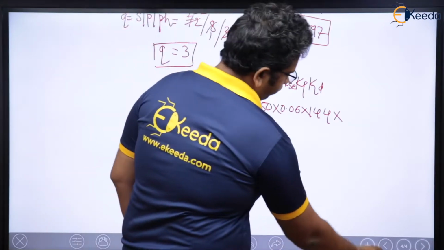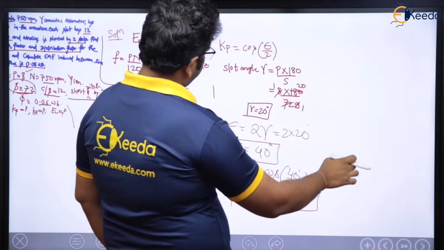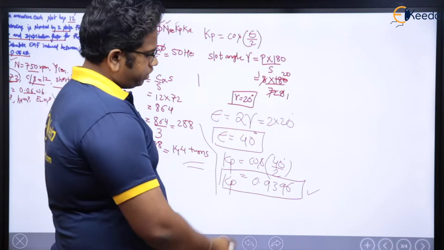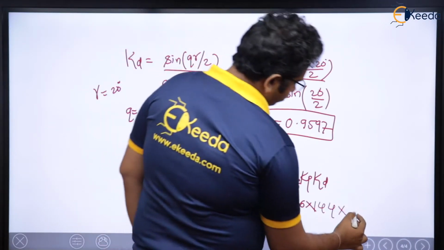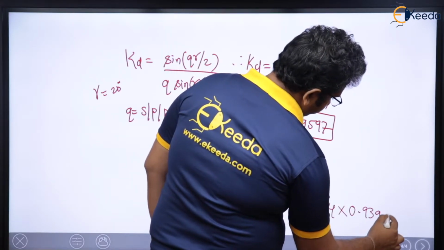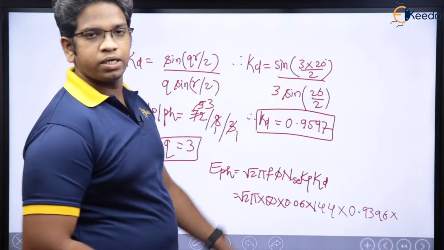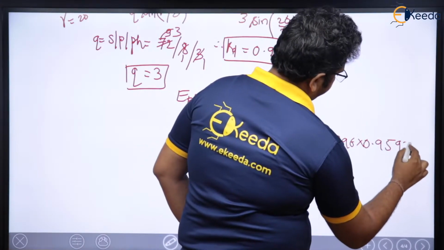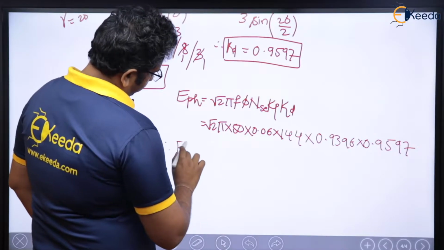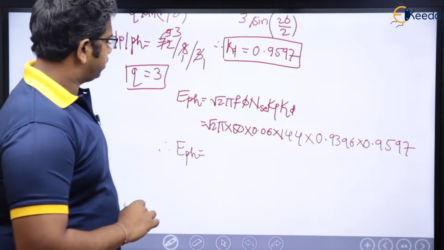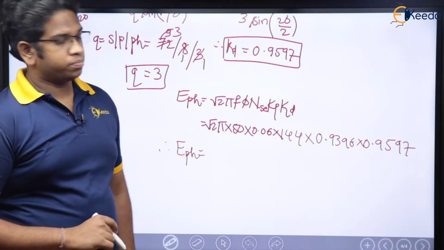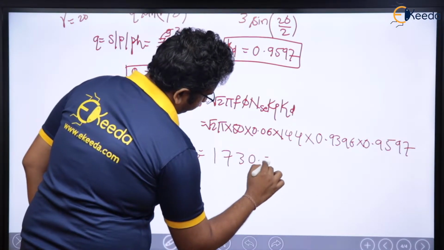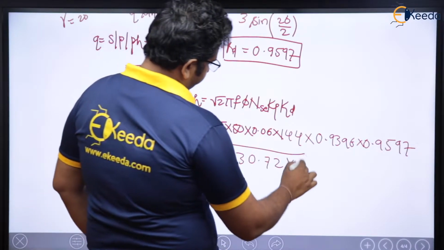How much is Kp, sir? Kp, we just got here, is equal to 0.9396. What is next? Kd. What is Kd? Yes, 0.9597. Therefore, Eph, the phase voltage, is equal to, just multiply this and get the answer. After solving this, we get 1730.72 volts. This is the phase voltage.